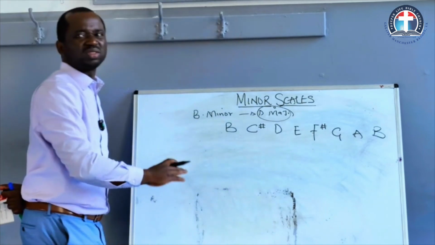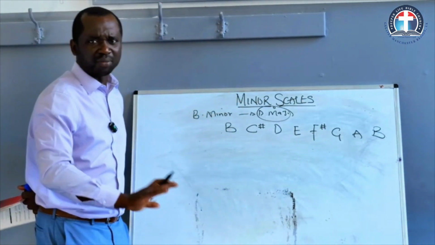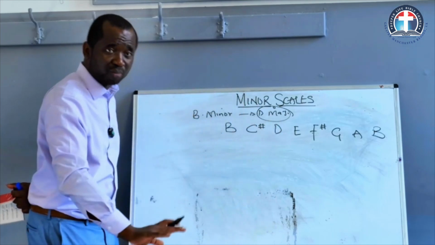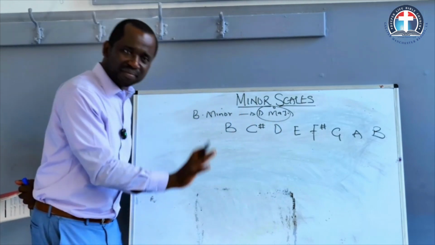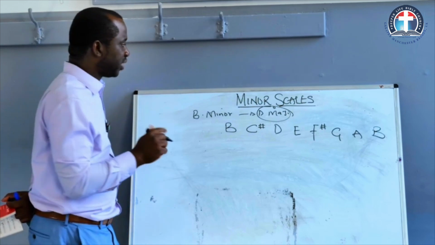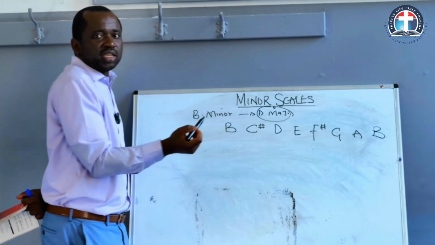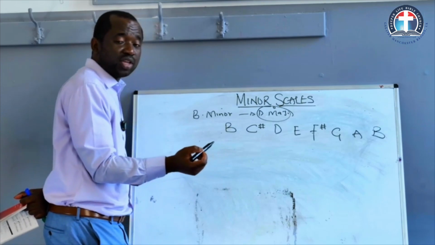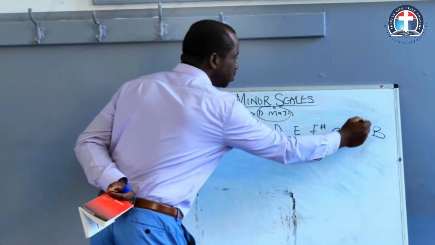This is what you call the natural minor. I've not made it harmonic, I've not made it melodic. I've just written natural minor from the relative major. Okay? All right. Now, for me to make it harmonic minor, what do I do?